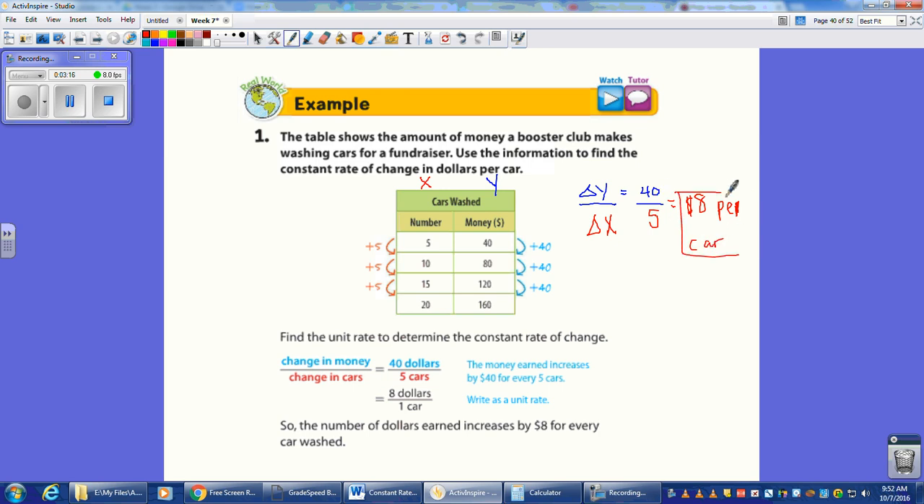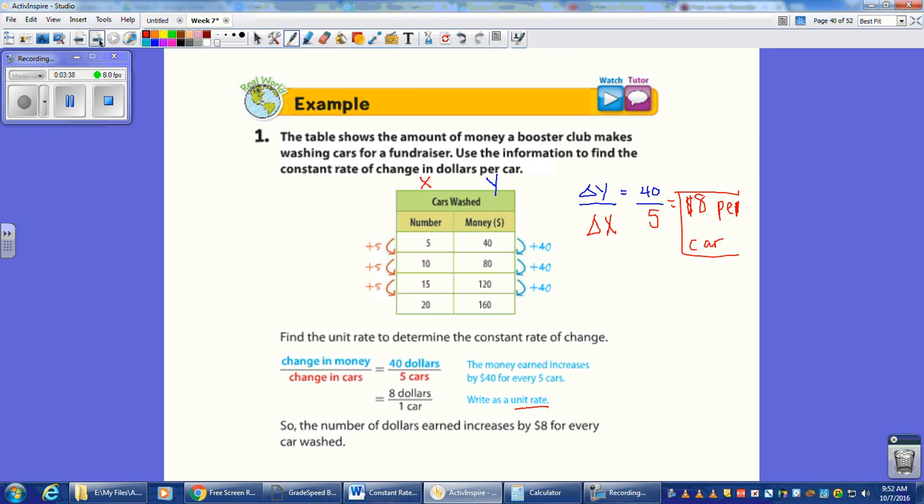All right, now when I look at this, it's the exact same thing. They said $40 is the change in money and the change in cars, and they simplified it to say $8 is for 1, and this is also referred to as the unit rate. Now another trick is saying, what is 40 divided by 5? It's 8. 80 divided by 10 is 8. 120 divided by 15 is 8. And 160 divided by 20 is also 8.